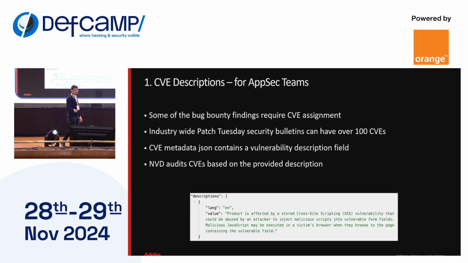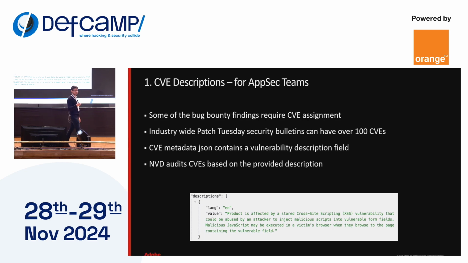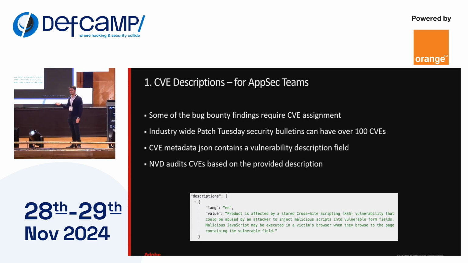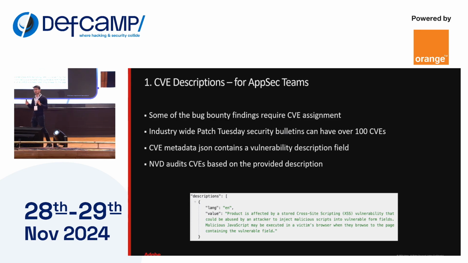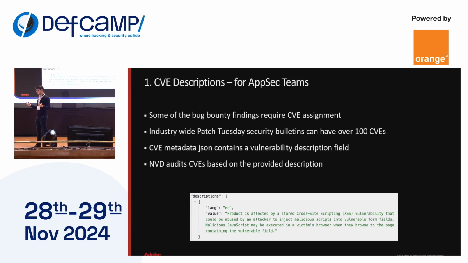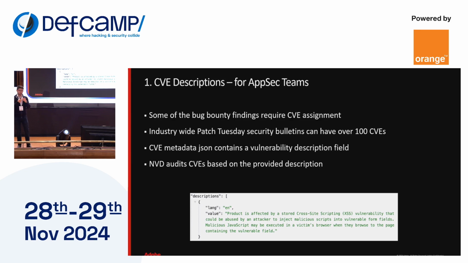Cool. So the first application I'm going to talk about is the CVE descriptions. And that usually benefits the security team. So what's the whole idea behind all of this? So the idea is that some bug bounty findings do require a CVE. Usually when you ship a CVE, you need to ship it to MITRE. And those CVEs are actually audited by NVD.